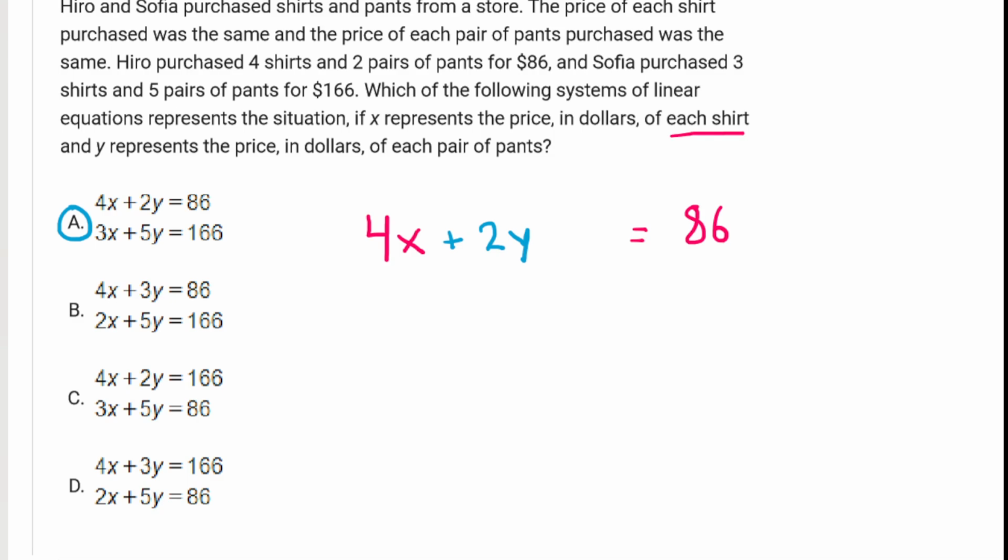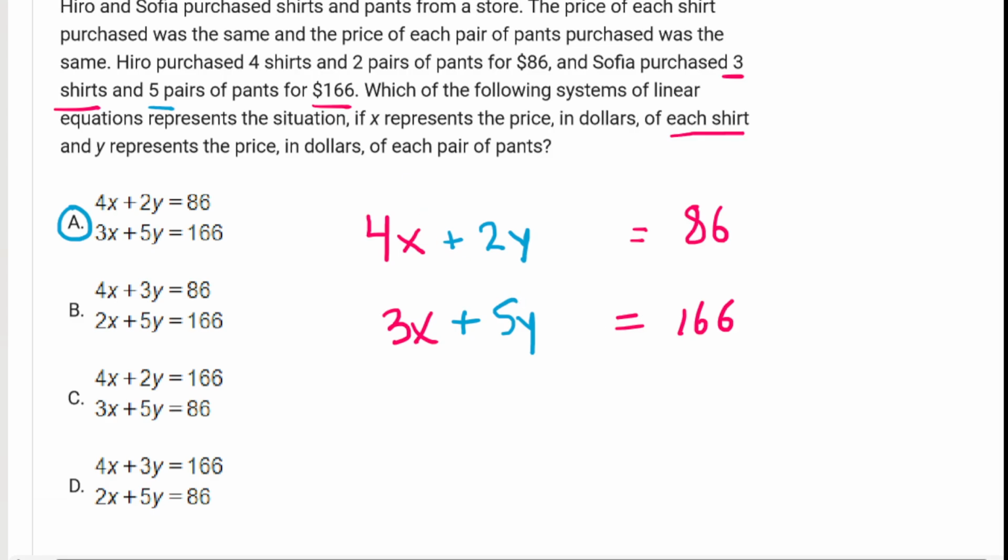So let's quickly look at what Sophia purchased. She purchased 3 shirts. So for Sophia, it's going to be 3 shirts multiplied by the price per shirt. She also bought 5 pairs of pants, so it would be plus the 5 pairs of pants multiplied by the price per pair of pants, and that has to equal 166 because that's what she spent in total. Lo and behold, if you look at the second equation in choice A, it does also match. So choice A is the correct answer to this first problem.